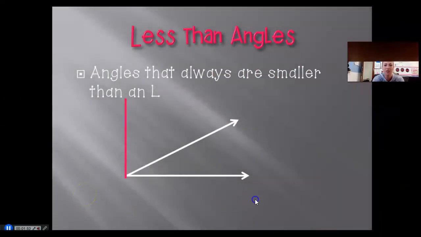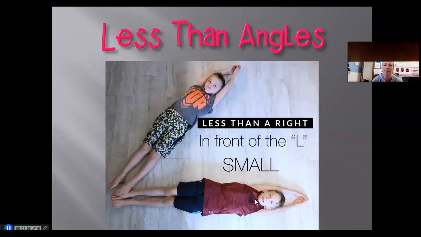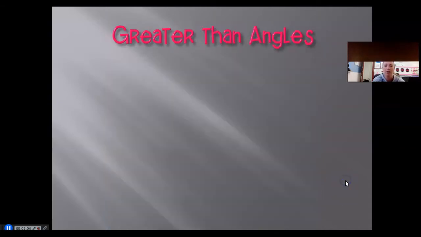So anything in front of my face is an acute angle or a less than angle. So here's a picture of my boys making a less than angle. Notice that it's smaller than a right angle. It's in front of the L. It is small.